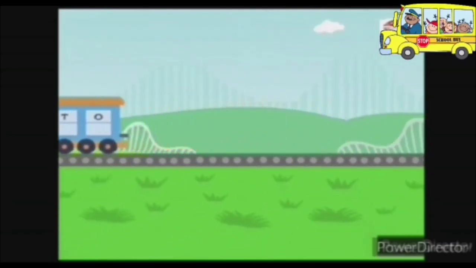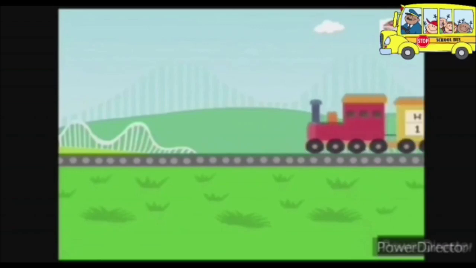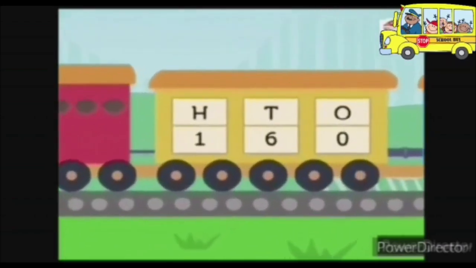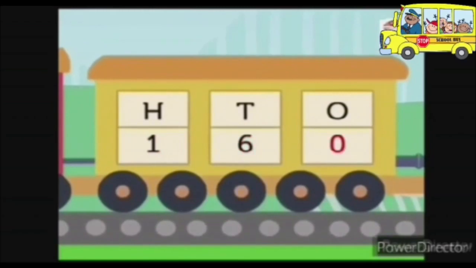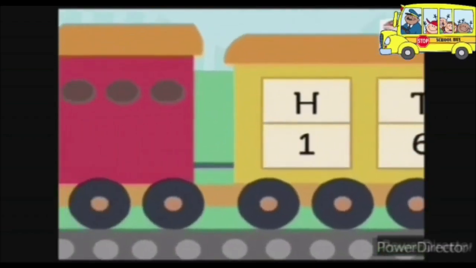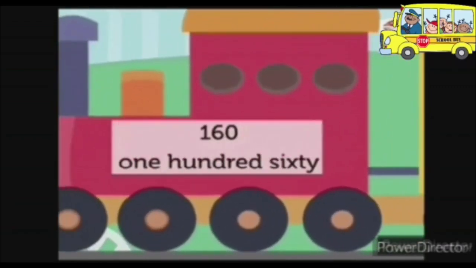Now, let us try to read and write the number name of the 3-digit numbers. 1, 6, 0. Look, number 1 is placed in hundreds column. Number 6 is placed in tens column. And number 0 is placed in ones column. So the number 160 is read and written as 160.